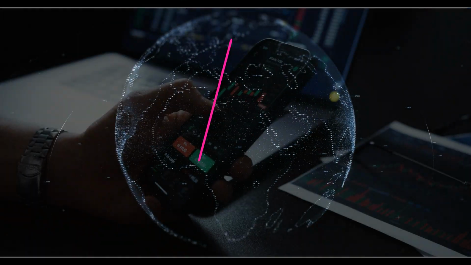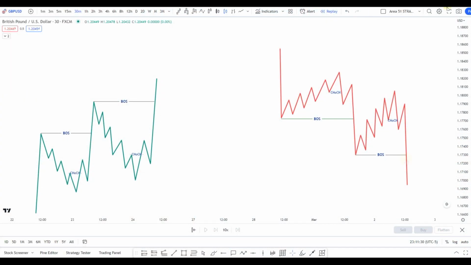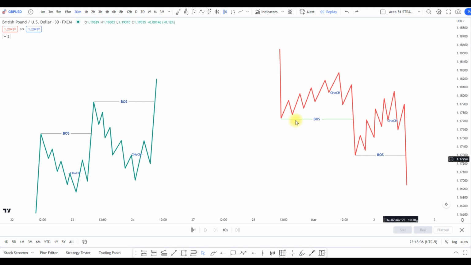All right, so here we have two illustrations. We have a bullish market sentiment and a bearish market sentiment. Basically, this is called the external, this is the internal, this is the external, this is the internal, and this is the external. I'm going to explain this in great detail.